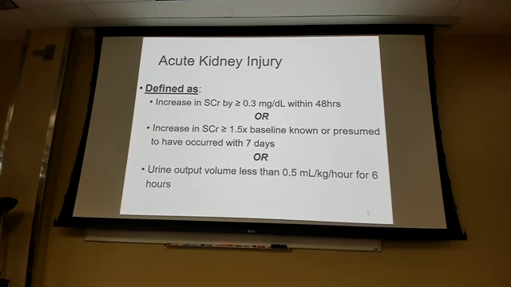So, it's defined either by GFR reduction or urine output oliguria, okay? Does anybody know what oliguria is defined as? Anybody know the threshold of oliguria for an adult in a day? 400. Close, yeah. 400 milliliters, so in 24 hours.